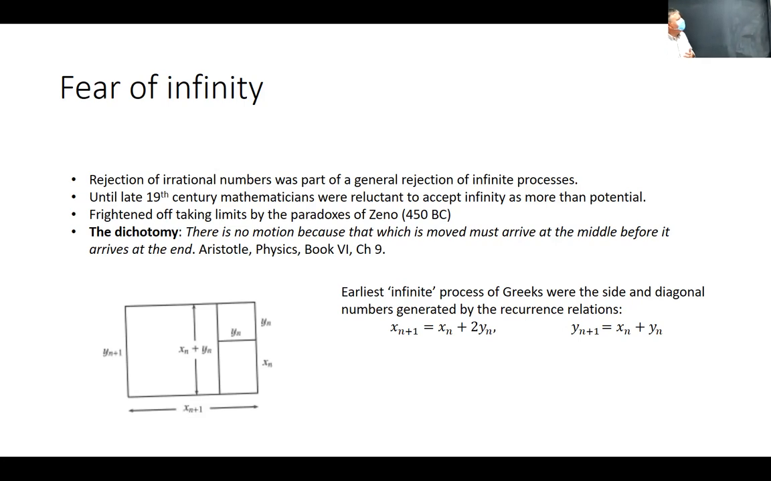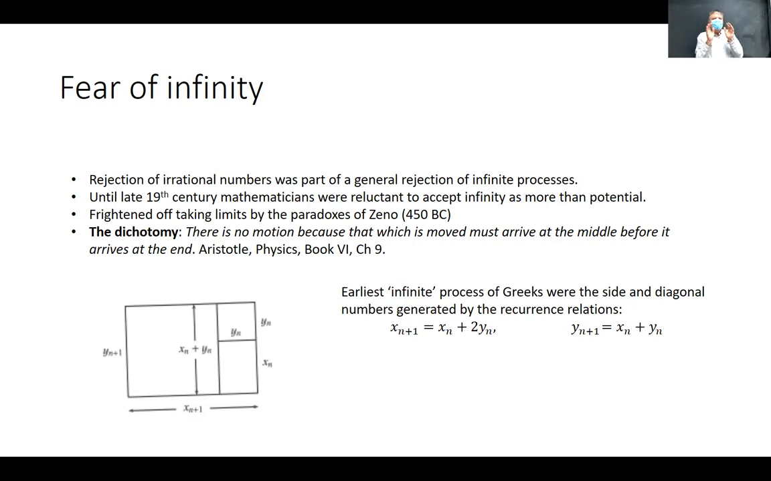And so the person that's credited with inciting this fear of infinity in the Greeks was the philosopher Zeno, who was around 450 BC. A lot of you would have heard of the paradoxes of Zeno. It's quite often brought up when we do calculus, because he was kind of the first person maybe to consider things actually going to infinity.